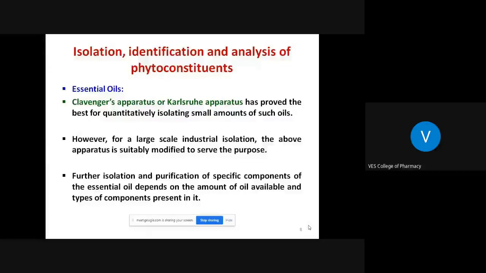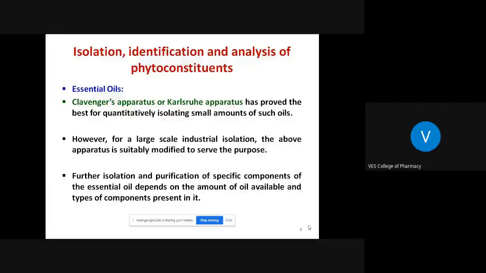Now, if I want to isolate the specific volatile oil or the specific constituent which is present in the volatile oil or essential oil, usually Clevenger's apparatus is used. Clevenger's apparatus is also called the Karlsruhe apparatus. It has proved the best for quantitatively isolating small amounts of volatile oil present in these kinds of plant material.